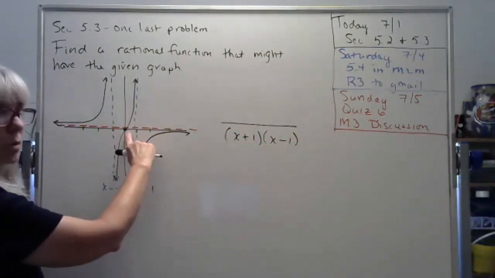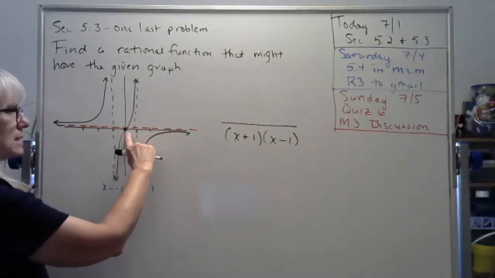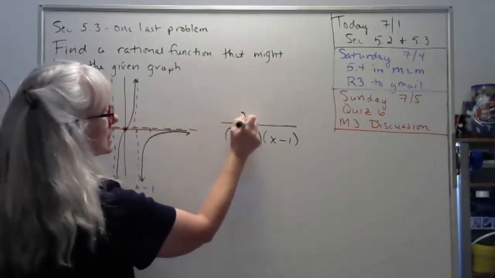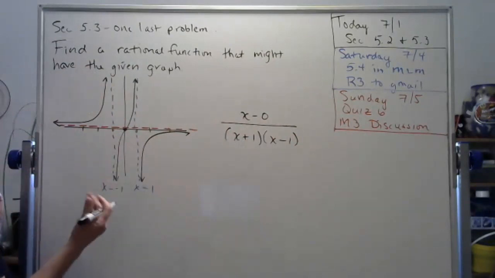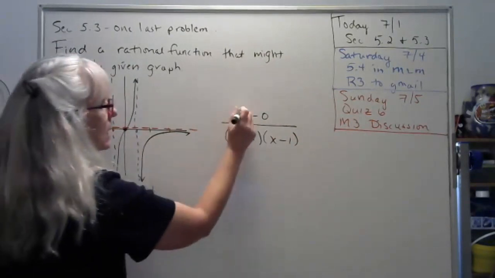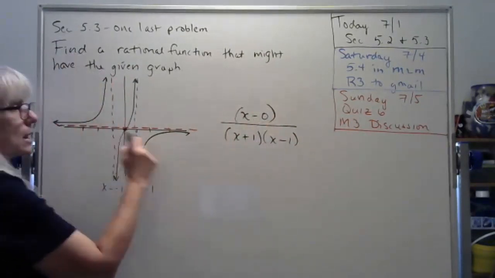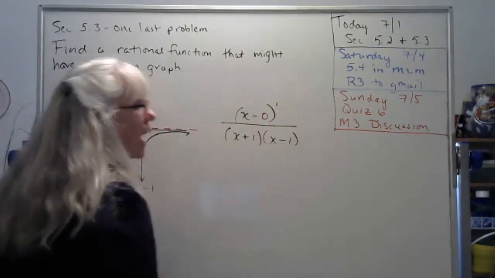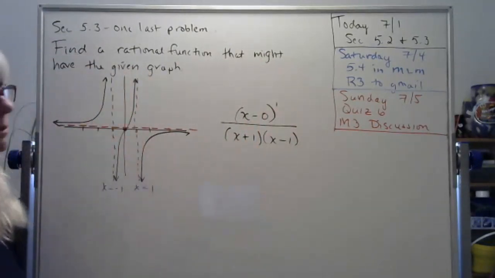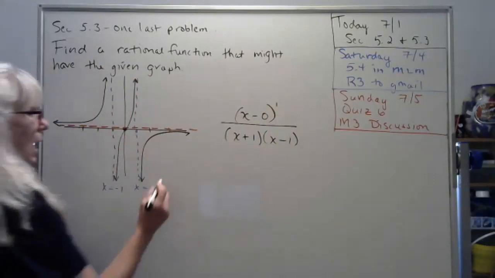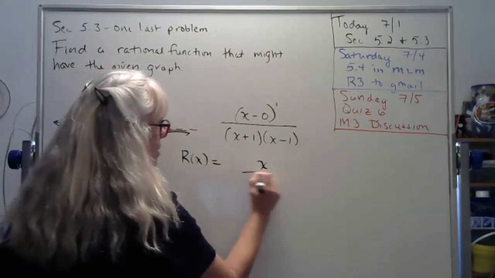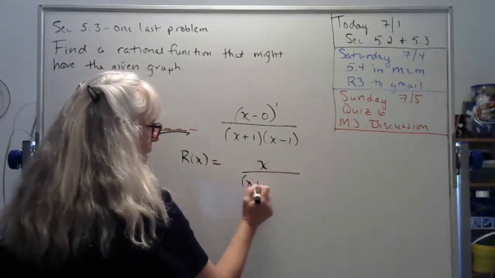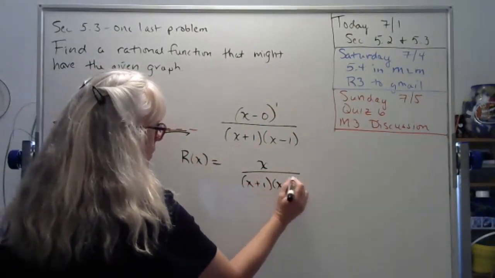The next thing I'm going to do is pick up my x-intercept. It comes from the numerator. Because this x-intercept is at the origin, it would be an x minus 0. I don't really need the 0, but that way you can see where it's coming from. And because the graph is crossing there, I know that's going to be to the first power. And I'll clean this up in just a minute. Okay, so right now, what I think we have as a function is just an x in the numerator over an x plus 1 times an x minus 1.